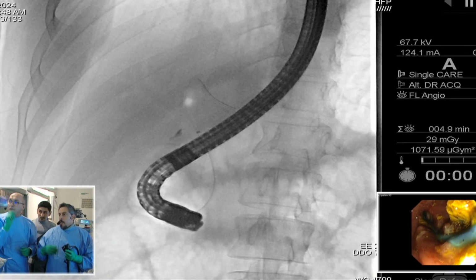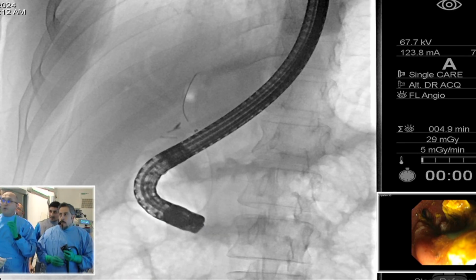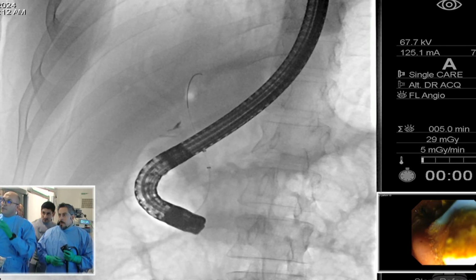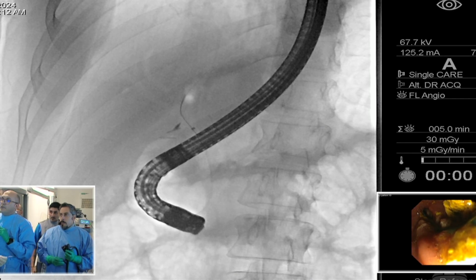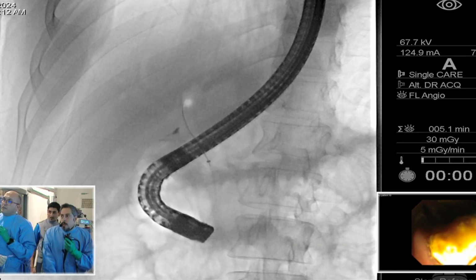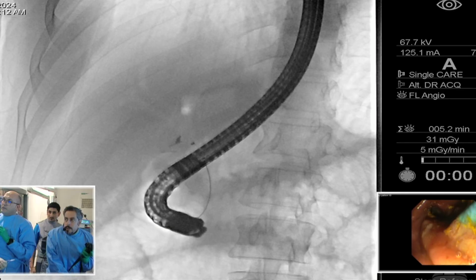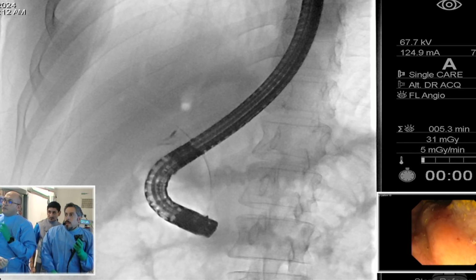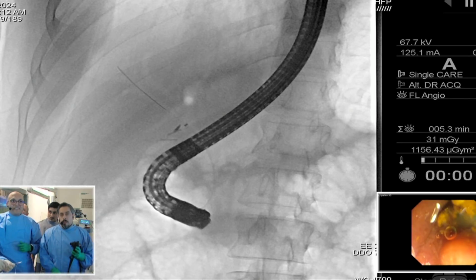Bring the wire back. Okay. Now we clear all of the common hepatic and the left duct, and we will try to cannulate the right system also. Come back, come back. Do you have angle tip wire or Visiglide? Yeah, go ahead. Good. We have an expert assistant.